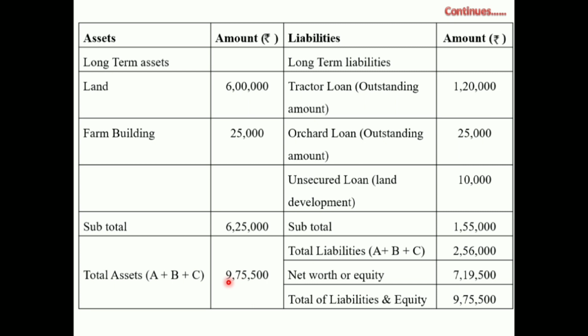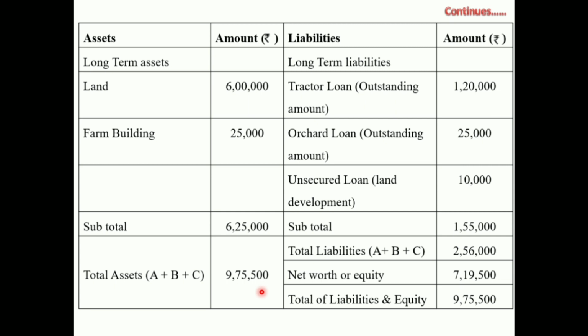That means the difference between 9,75,500 minus 2,56,000, the total liability, will give the net worth or equity, that is 7,19,500. Now the total of both the sides: the total of liability and equity is 9,75,500 and the asset side is also 9,75,500. Both the sides are equal. That's why this statement is called a balance sheet.